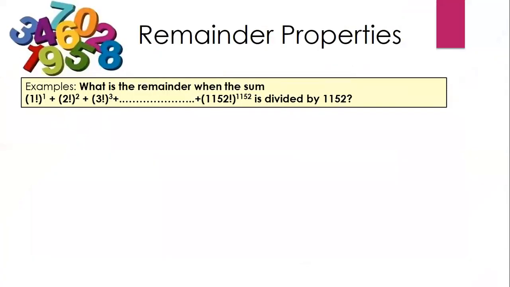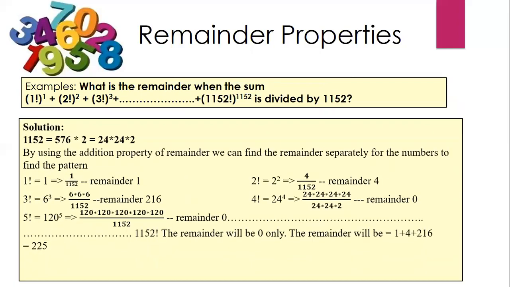Similarly, one more problem. 1 factorial to the whole power 1 plus 2 factorial to the whole square plus 3 factorial to the whole cube and so on till 1152 factorial to the whole power 1152, when divided by 1152, what is the remainder? Again, we can split it. 1 factorial is 1. 1 when divided by 1152, the remainder is 1.